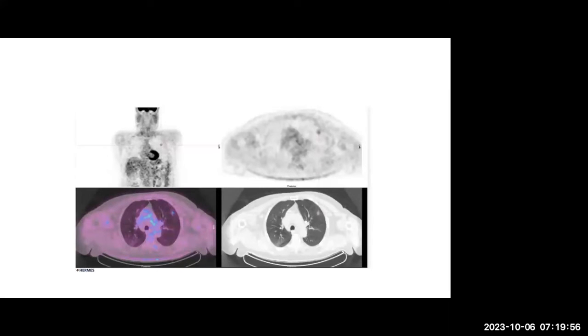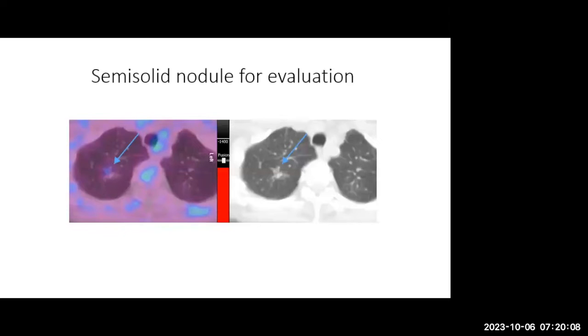So in this particular patient, there was a biopsy and it was malignant. This was an adenosquamous carcinoma. Now I want to show you another case, another semi-solid nodule. You can see here, this is an axial cut, the CT, the fused image, mild uptake in that nodule that was detected by a CT.